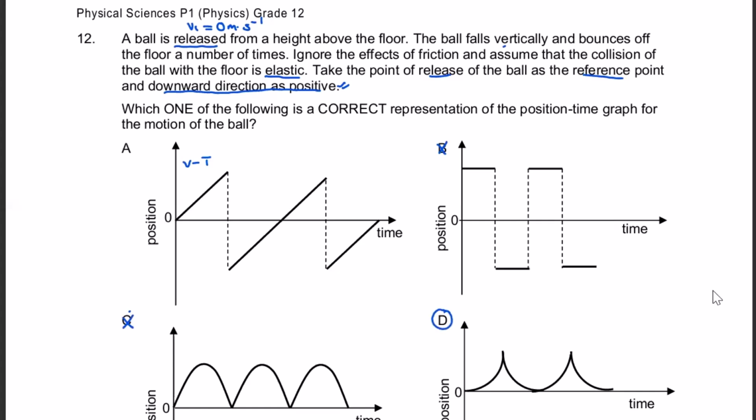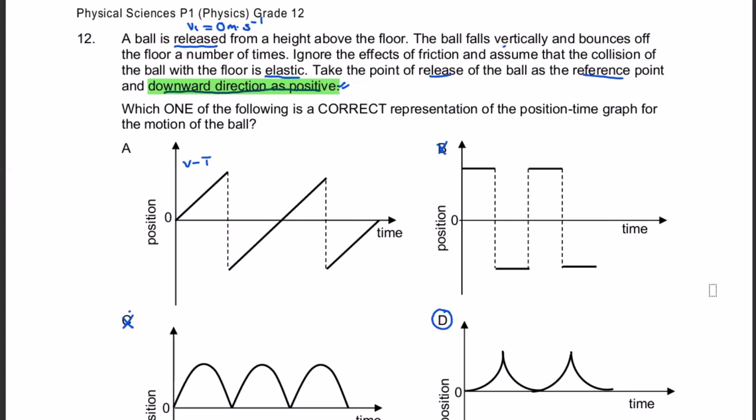Option C actually fails on the reference point. Remember, the reference point is equivalent to the point of release. And again, they gave us a specific direction, saying downward is positive. So option C also fails on that other part, because the direction of downwards is not considered as being positive.